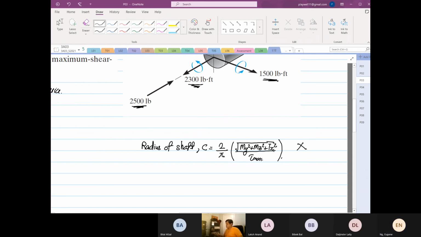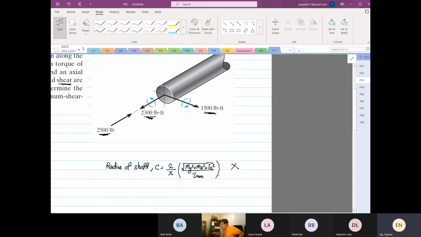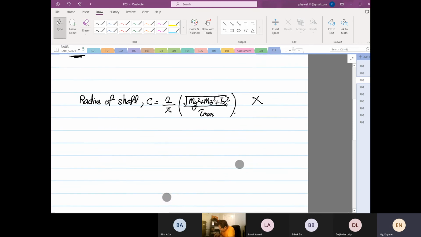Anyone? Based on the structure that we have? I taught you guys this before, yes or no? In shaft design, but we cannot use this formula at all. Can anyone tell me why, please? Anyone? Because we have axial loads. Yeah, Jindal, very good. We cannot use this because there is a what?